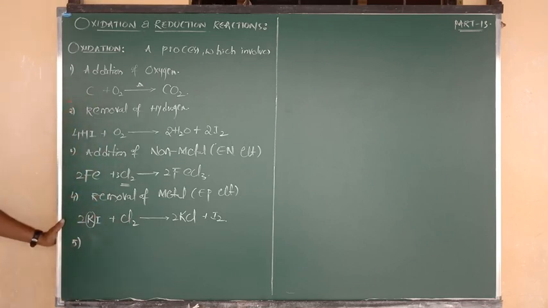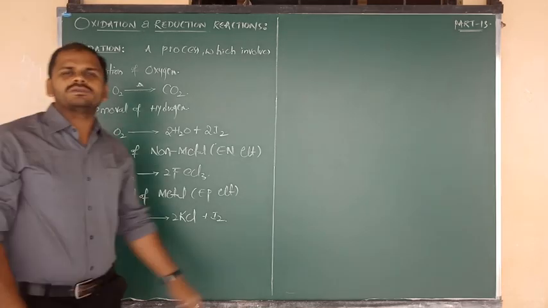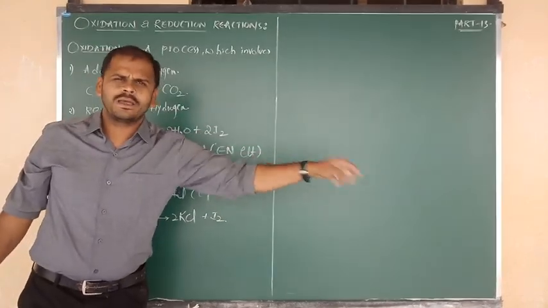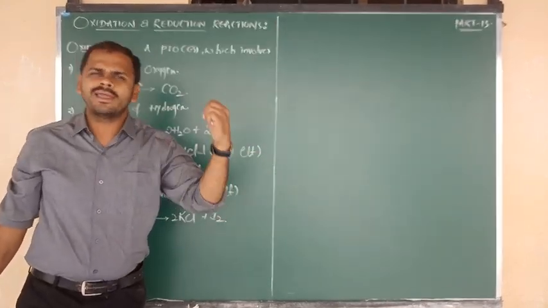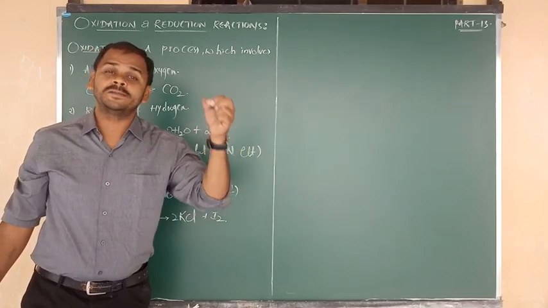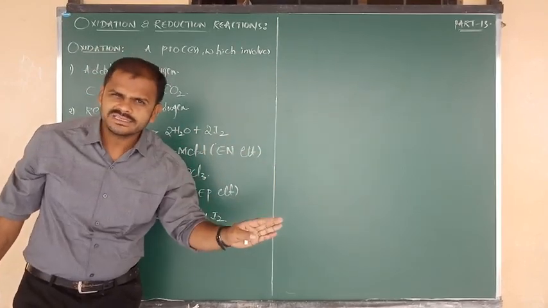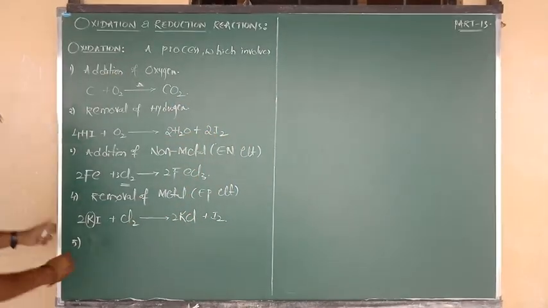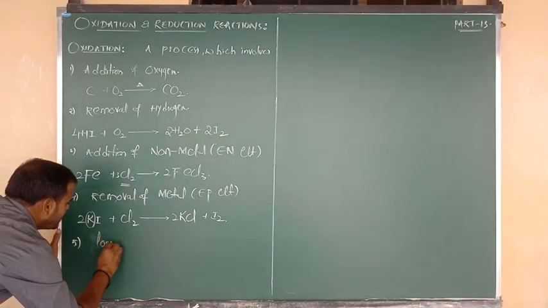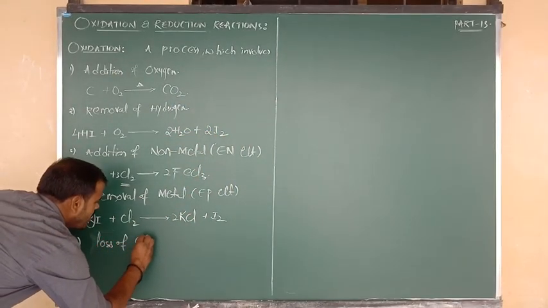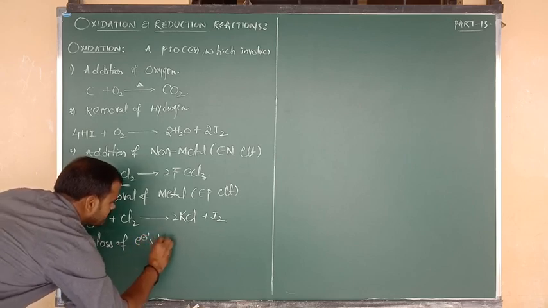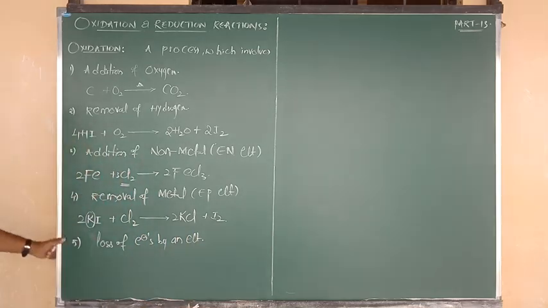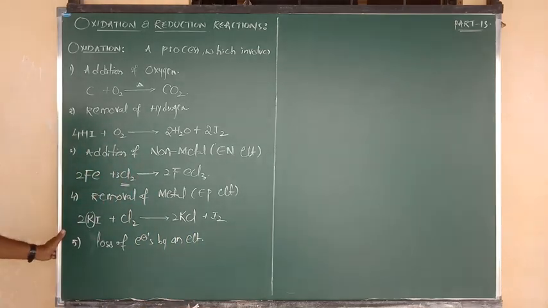Oxidation is a process which involves loss of electrons by any respective atom, by any respective substance, by any respective element. So the process of loss of electrons is known as oxidation. So another definition I am going to say: loss of electrons by an element. Sir, one example? Yes, I am going to show you.